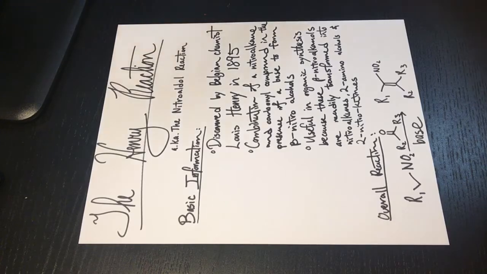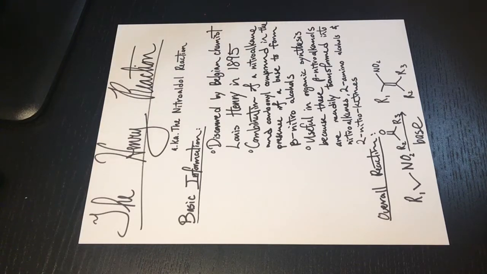So to start off, we're going to get some basic info about the Henry reaction. It was discovered by a Belgian chemist, Louis Henry, in 1895. And the Henry reaction is basically a combination of a nitroalkane and a carbonyl compound in the presence of a base to form beta-nitro alcohols.